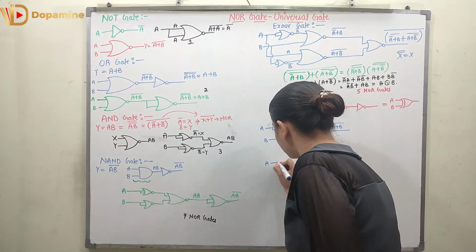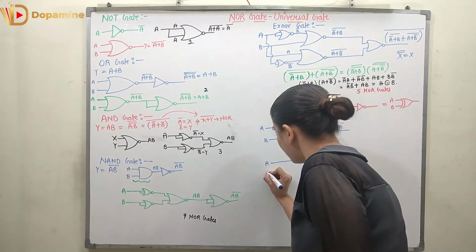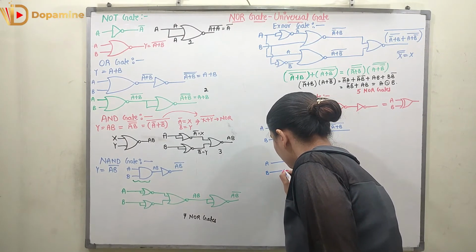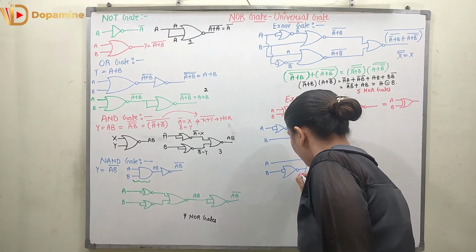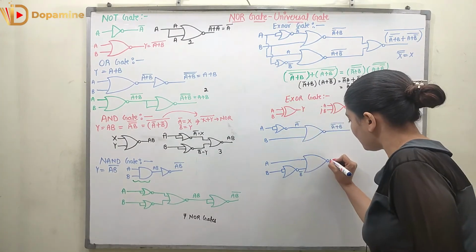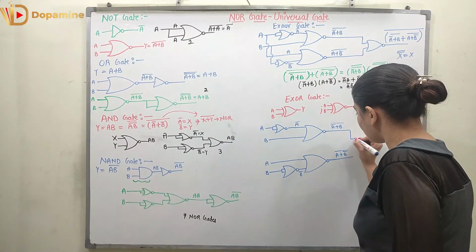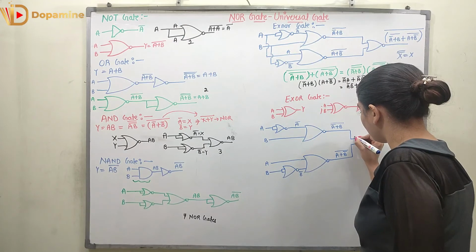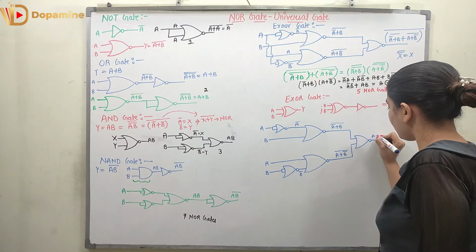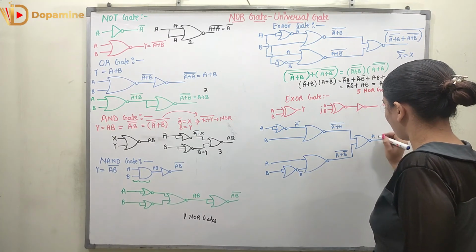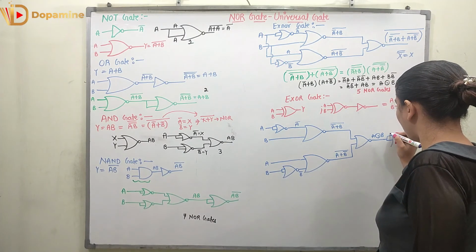Similarly, I have A, which is connected to the NOR gate, right? And here we will have B, which is connected to again a NOR gate. Here I will get B bar and this is A. So what I am going to get over here is (A plus B bar) whole bar. These two are sent to the NOR gate. Here I will get A XNOR B. Now I have to send it to a NOT gate.